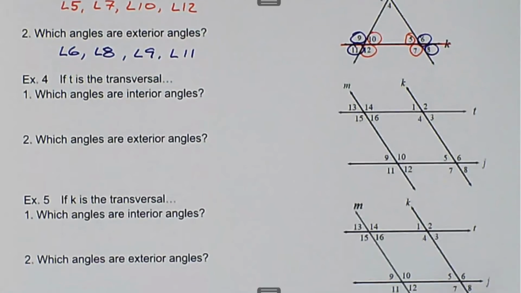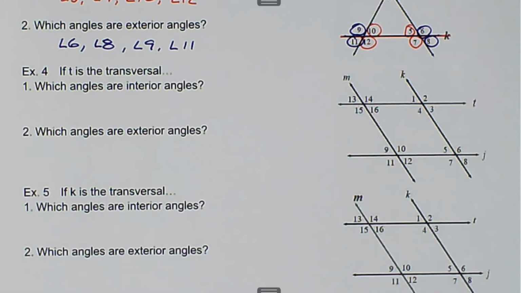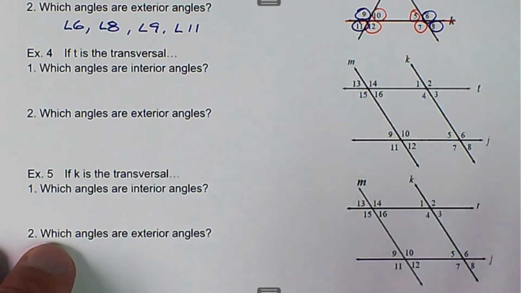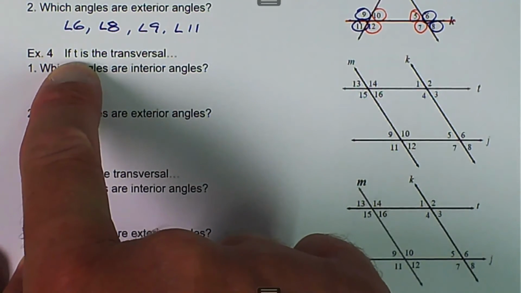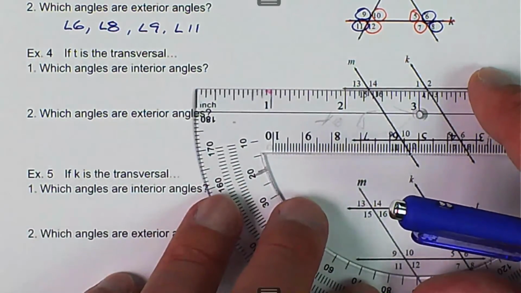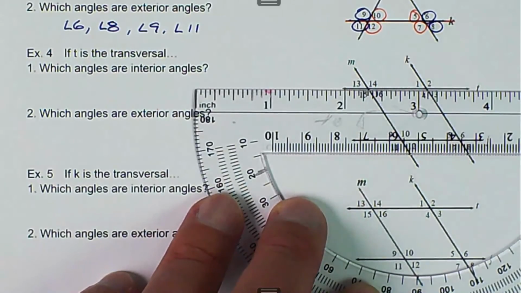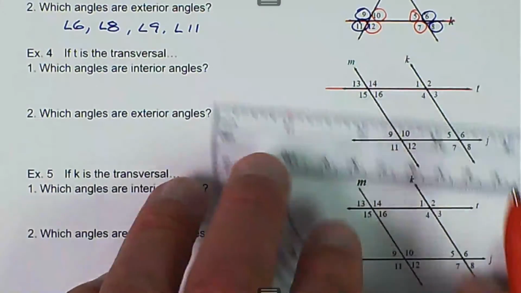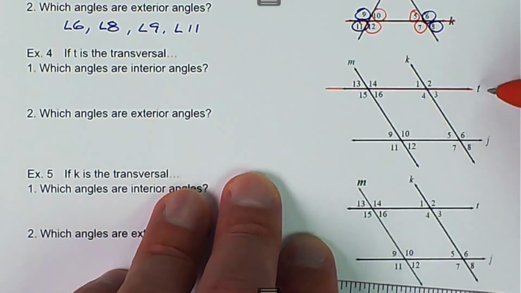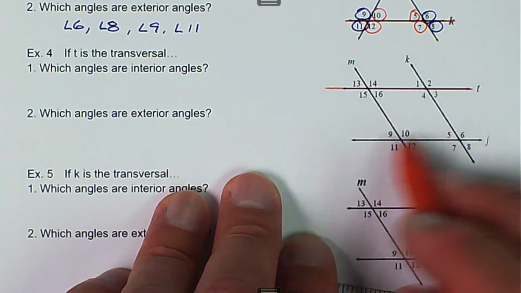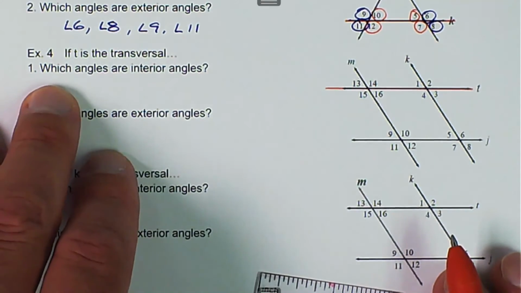Now we have a couple examples where the pictures are a little more complicated. We've got an extra line in there. So again, we have to identify the transversals first. So if T is the transversal, right here I'm going to mark the transversal. And we're only going to deal with the 8 angles that make contact with that transversal. There are 8 more angles down here, but they have no connection with line T, so those are not angles that we're going to talk about.